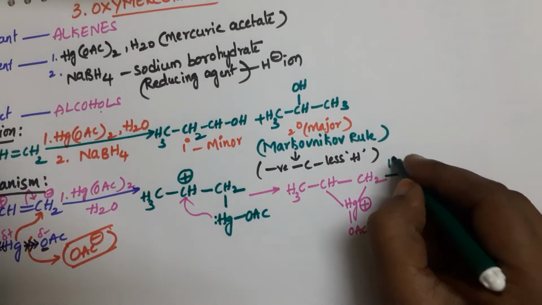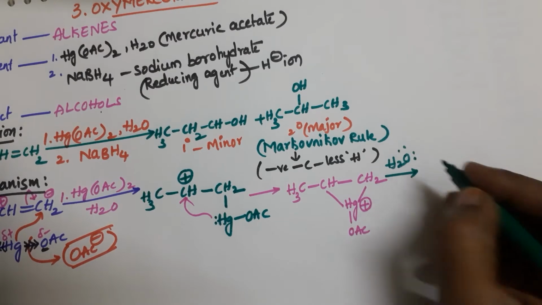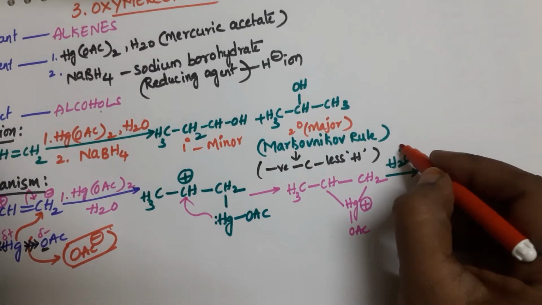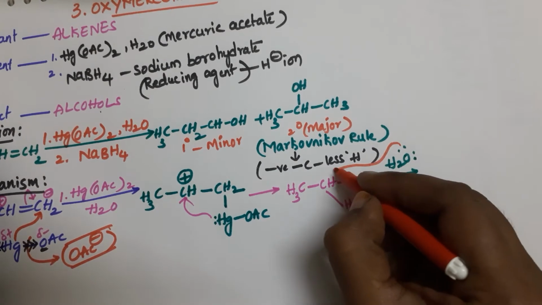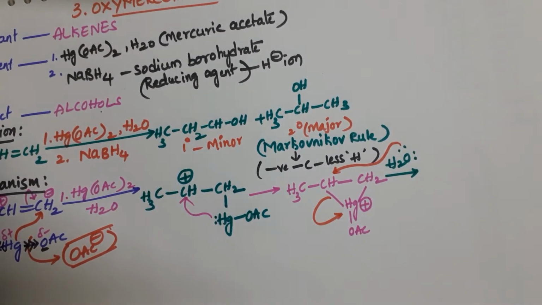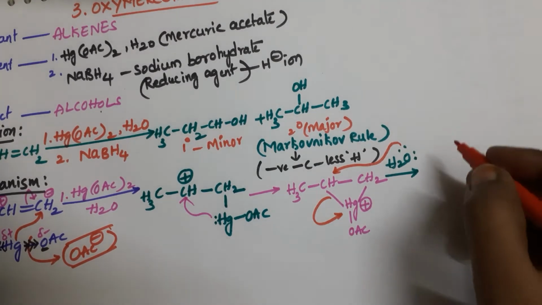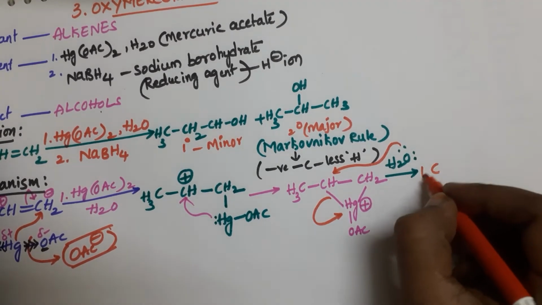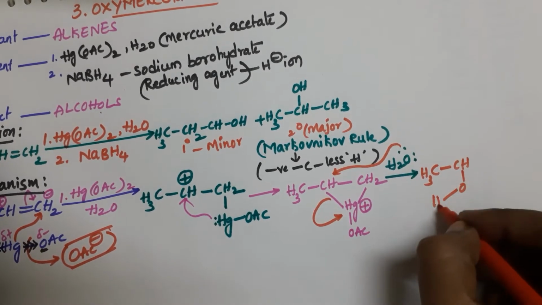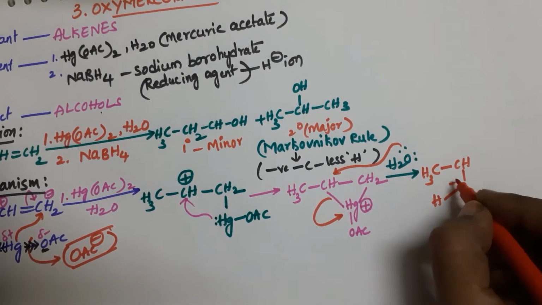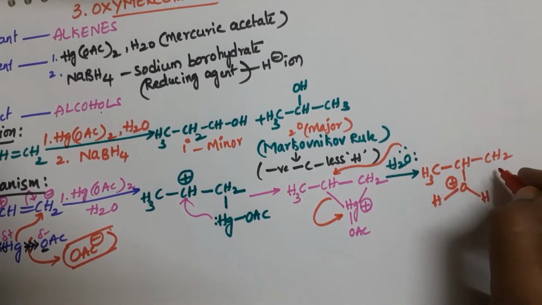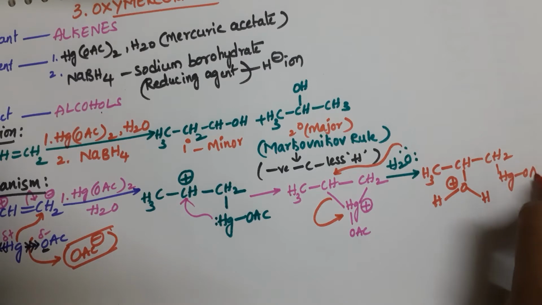Now here a water molecule is going to bind. The water molecule possesses two lone pairs of electrons. These lone pairs go and bind with the carbon, and the mercury-carbon bond shifts like this. See, we get CH3, CH, to the CH the water molecule is attached, and oxygen loses the electron, so it gives a positive charge. Then CH2 and mercury OAc.